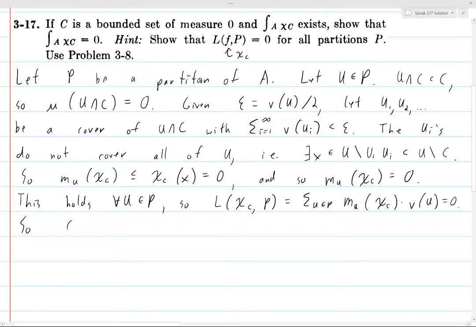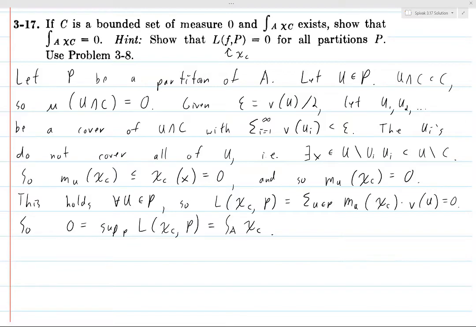So that means that 0 is the supremum over all partitions P of this lower sum. And since this is an integrable function, this is equal to the integral over all of A of chi C. All right, and that's what we wanted to prove.